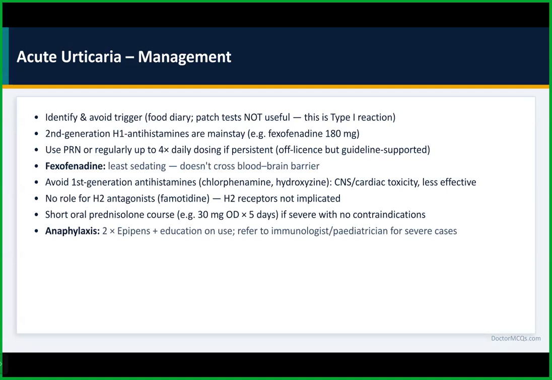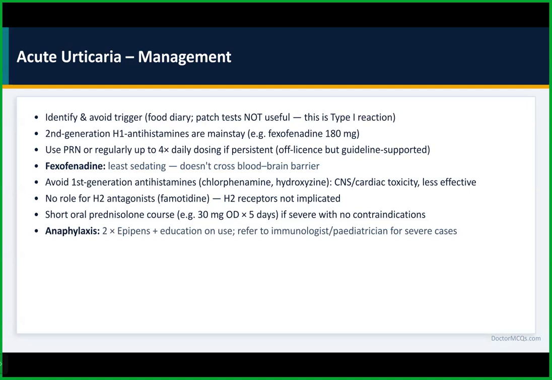How do you manage the patient? Just identify and avoid. There could be some food diary and some patch tests, but it's not basically useful because this is a type 1 reaction. Second generation antihistamines are given in this case, like fexofenadine 180 milligram. And the patient can use these medications PRN or regularly if needed.